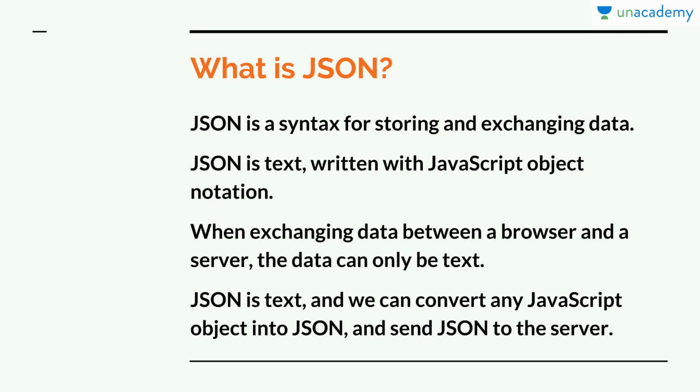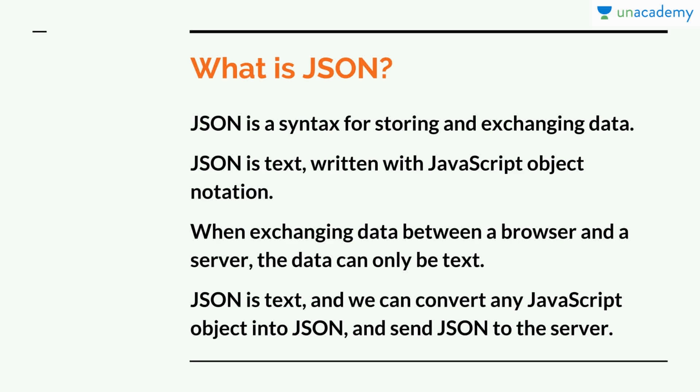So what is JSON? JSON is a syntax for storing and exchanging data. That is, you can store the data and you can also exchange the data between you and your web server. That is, the client server relationship is maintained with the help of the JSON. JSON is text written in JavaScript Object Notation. JSON is in the form of text. That is, everything in JSON is text, but that text is written with the help of JavaScript.